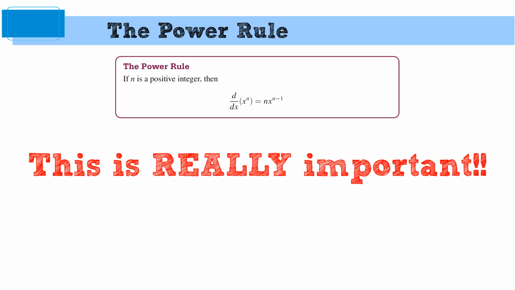This is huge. Okay? We want to be able to take the derivative of any polynomial. So we're going to start small. We're going to take x to the something. That something is n.